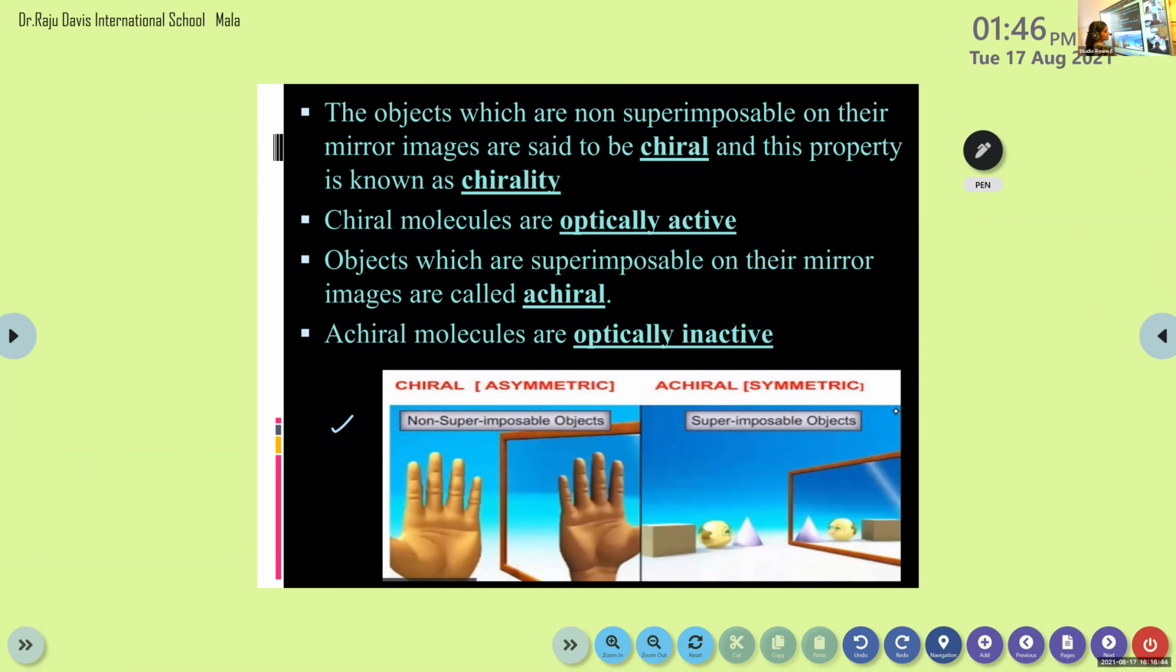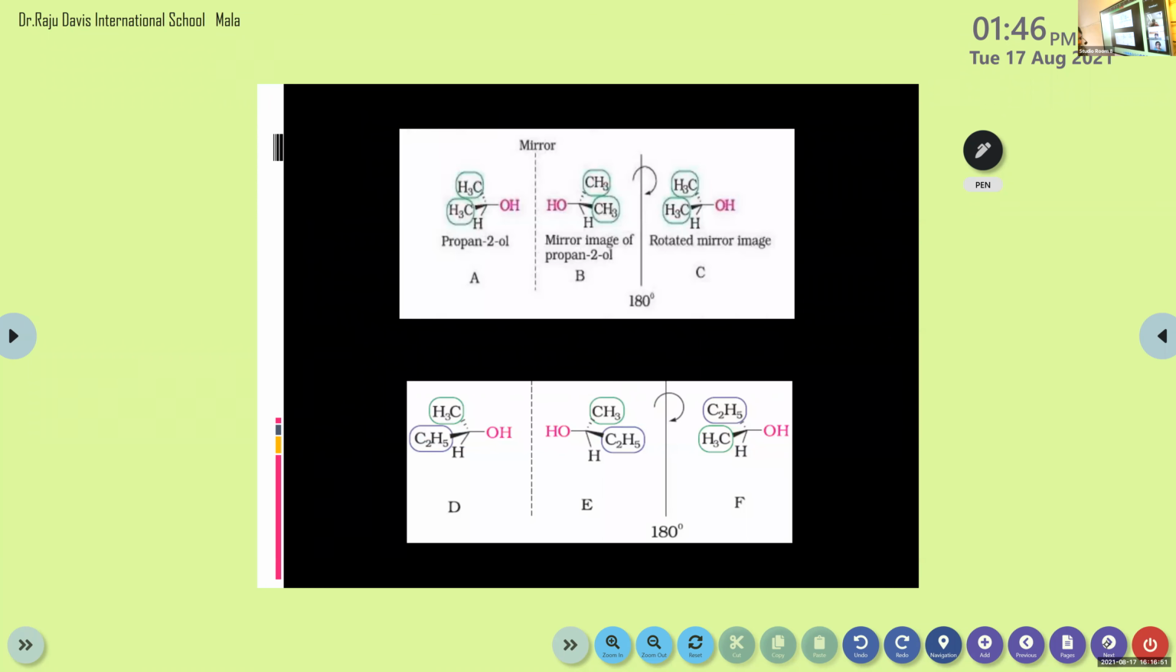Shall I move to next slide? Okay, then we are moving to next one. That is one example given in your textbook. First one is propan-2-ol. Here one carbon, then two CH3 groups, and an OH group: CH3, CH, OH, CH3. The same thing is represented like this.